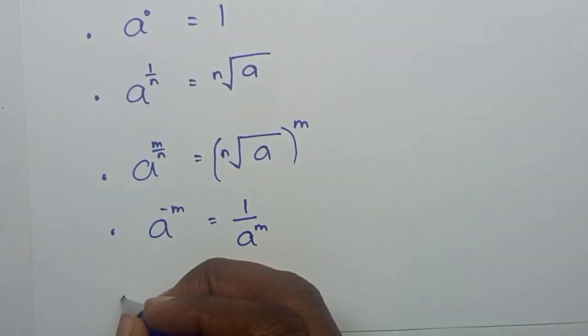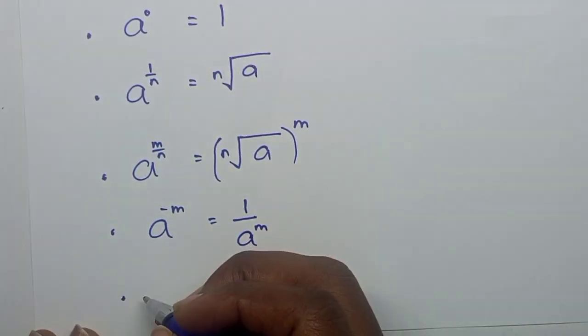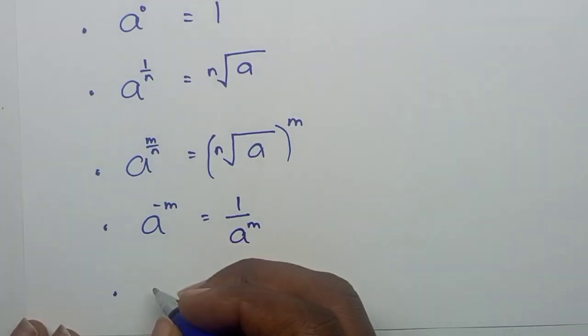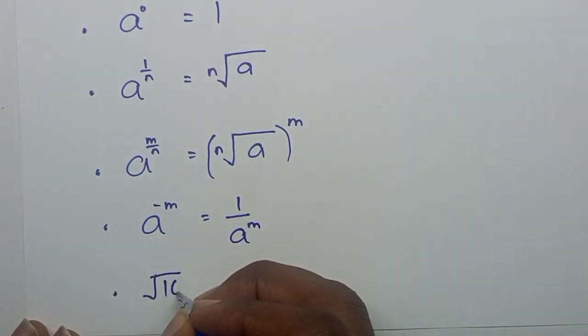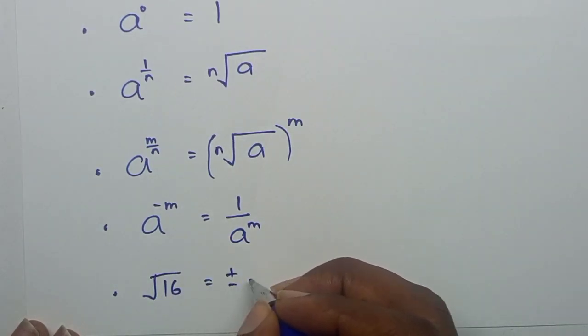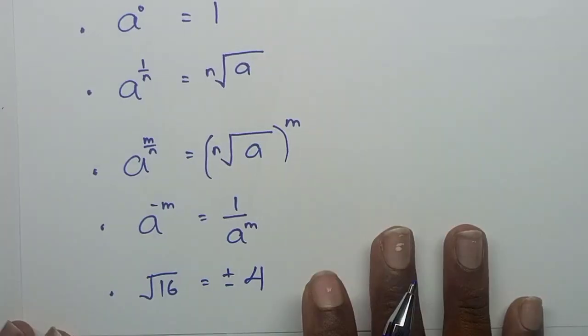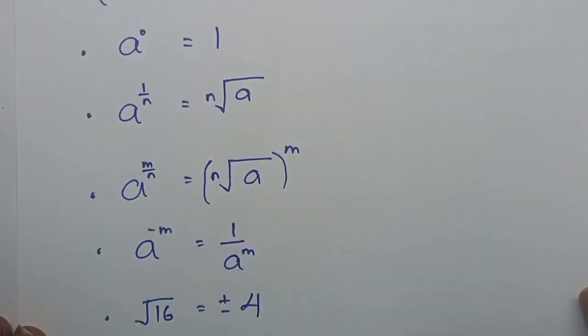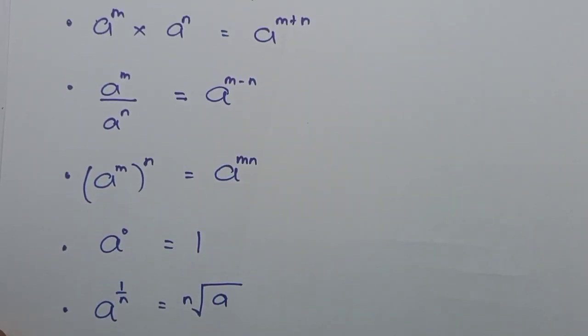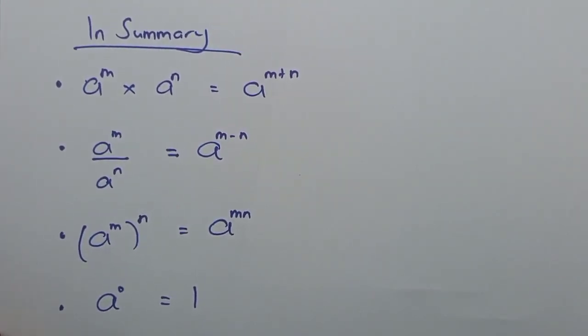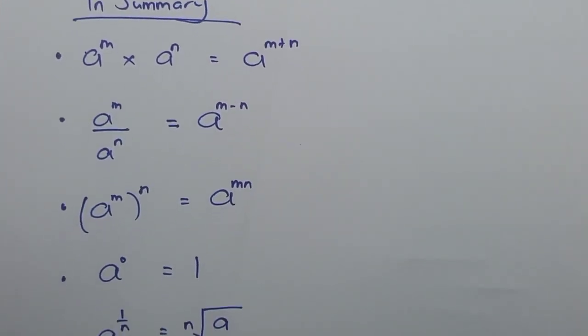Then the square root of a number produces two results. For example, root of 16 is equal to plus or minus 4. So these are the important points to take note of, at least if you're dealing with indices or powers.